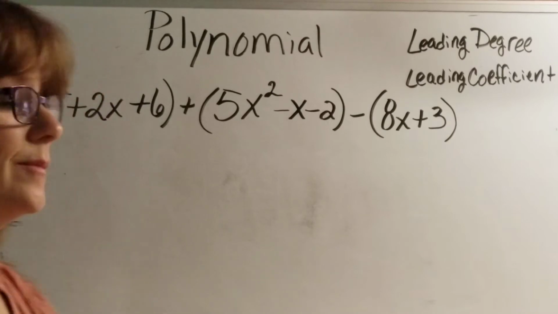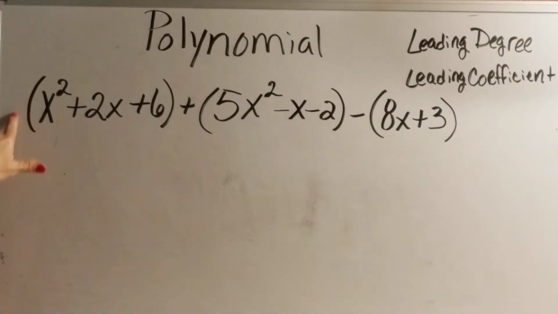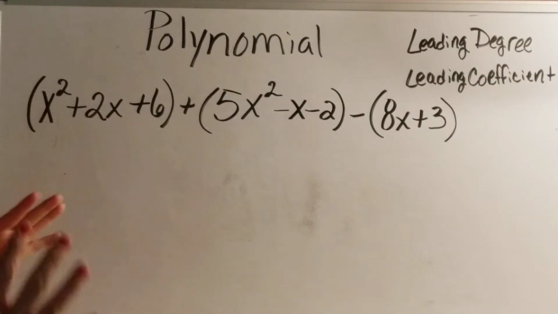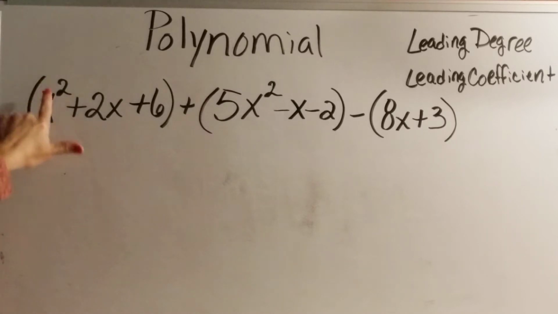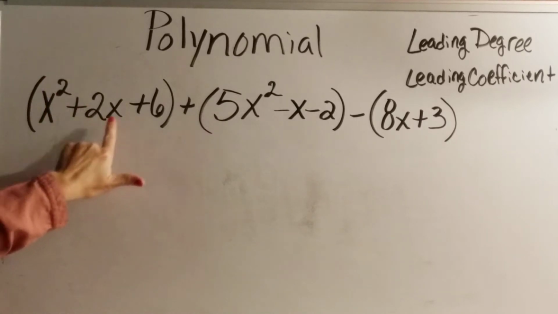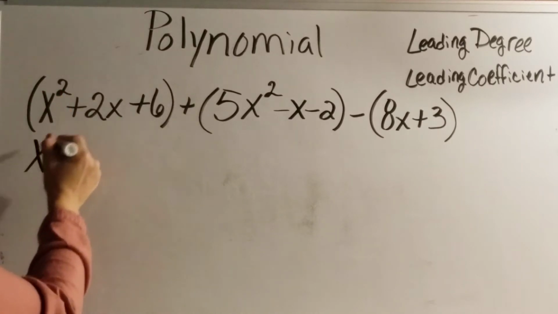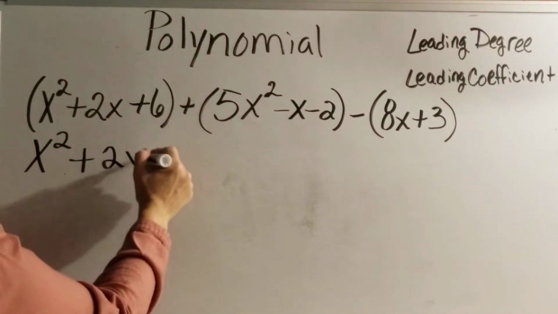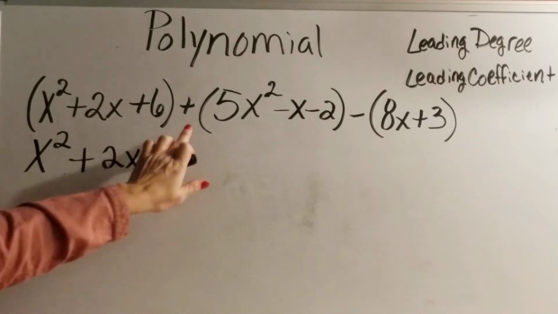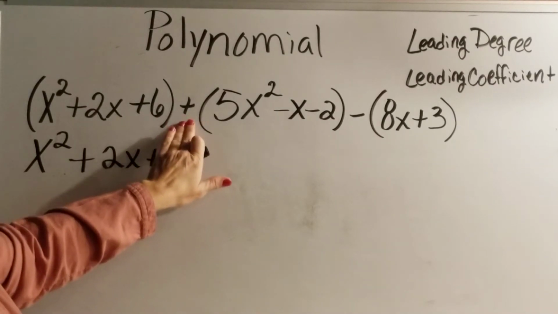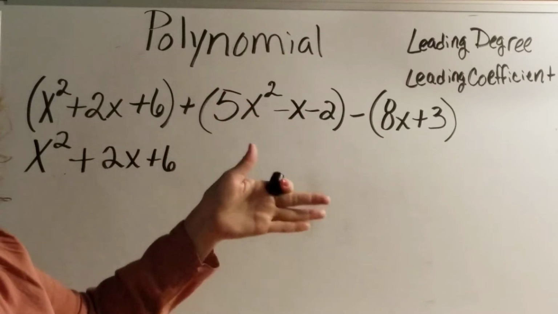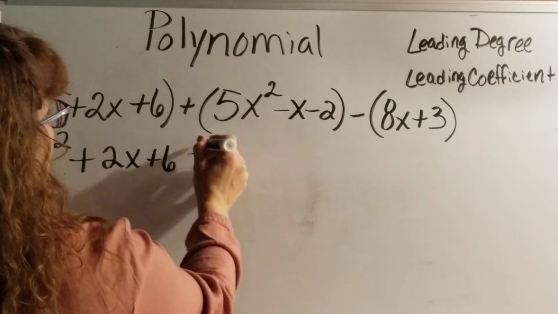start distributing them together. So I look in front of this parentheses here and I got a positive 1. So a positive 1 times anything inside here is not changing it. So I'm going to go ahead and drop the parentheses on this one. And then I have a positive 1 here. Positive 1 times anything in this parentheses doesn't change it, so I'm going to drop it.